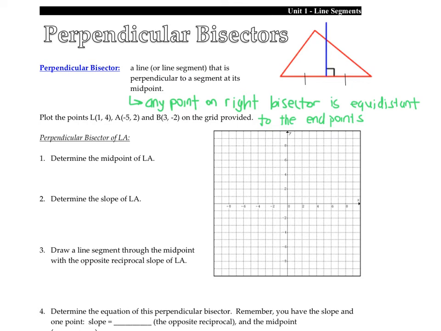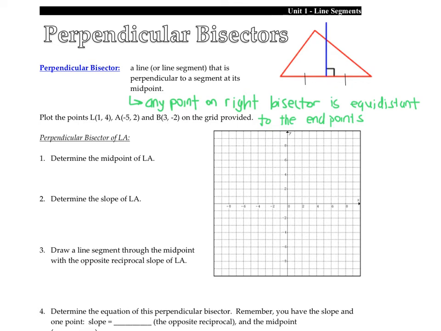So if we just look at this triangle right here, we're focusing on this line segment. Now from the midpoint, there is a line that is perfectly perpendicular to the original line segment, and that is called your perpendicular bisector or the right bisector. Okay, so it's all in the name.